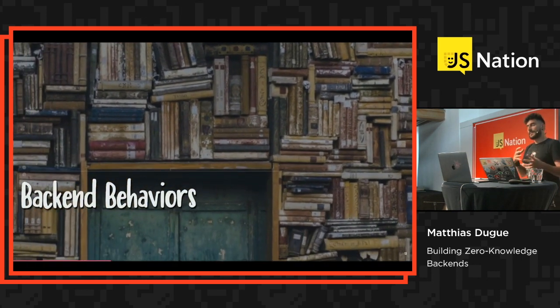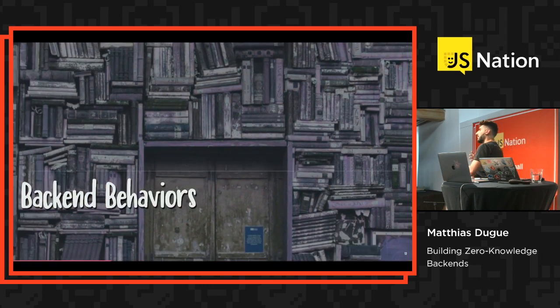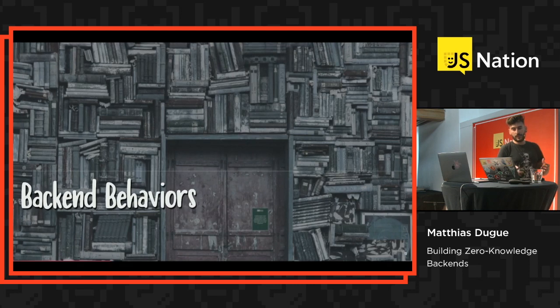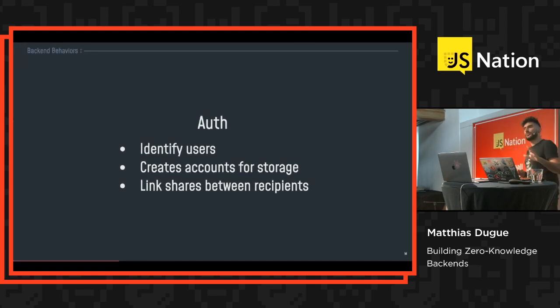So what are the expected backend behaviors to make this available? First, we need to have some kind of authentication, because we need to open accounts, we need to manage some users on the backend, so we need to identify them, to create eventually some kind of accounts, and to link the data between the different accounts. Because if you want to share some kind of blobs of data, you want to specify a recipient ID, so you have to link some kind of blobs of data with some kind of users, and this is a big documentary structure.